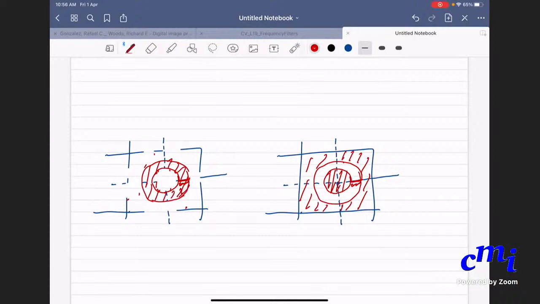Maybe I said the names the opposite way. If you choose a band and you are allowing the frequencies in that band to pass, this should be a band pass. You are allowing these frequencies to pass, so that's a band pass filter. And here you are blocking these frequencies, so this is a band reject filter.